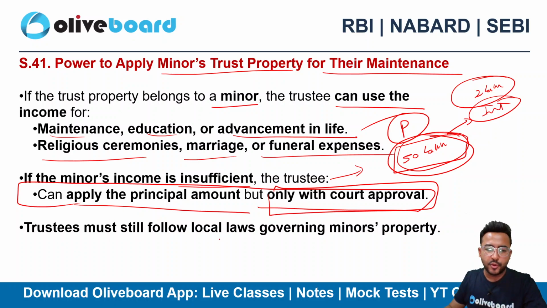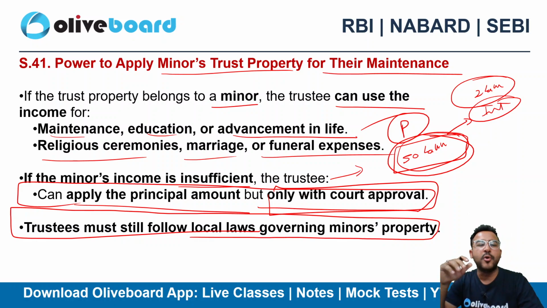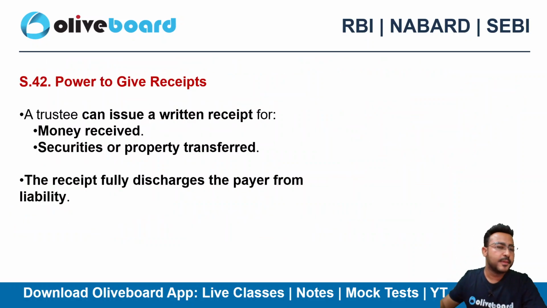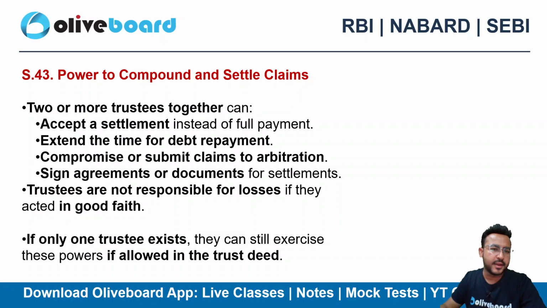Trustee must still follow local laws governing the minor's property. He needs to also follow the Trust Act तो follow करना ही है, trust deed के हिसाब से करना ही है, but also the local trust act governing the minor's property. Okay. Power to give receipts. The trustee can issue a written receipt for money received or securities and property transferred. Right? तो receipt दे सकता है, बहुत ही common power है यहाँ पे.